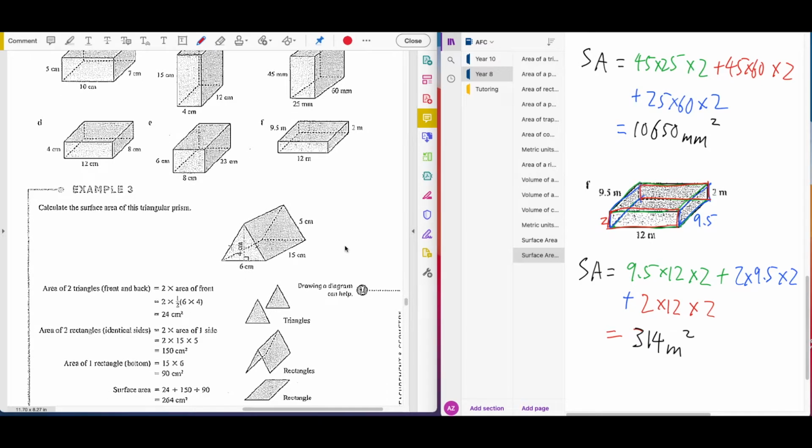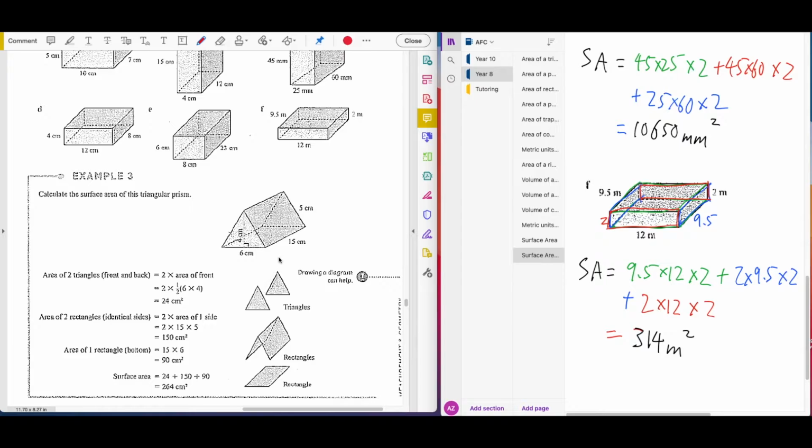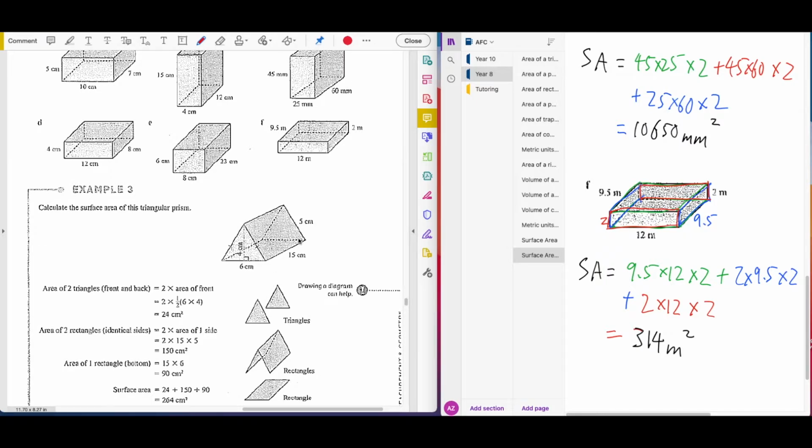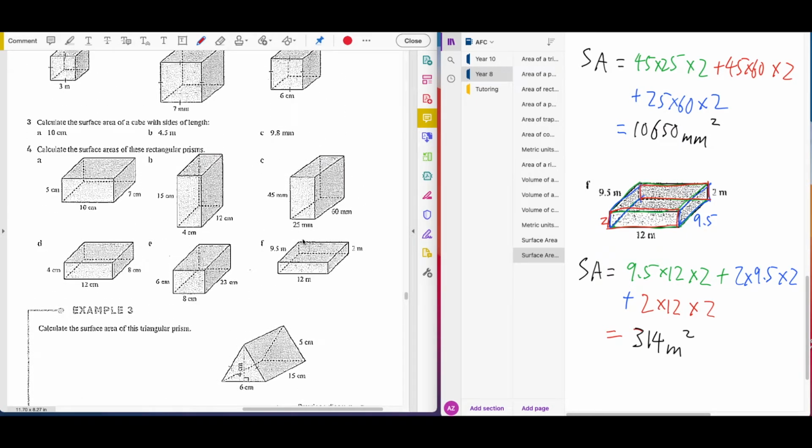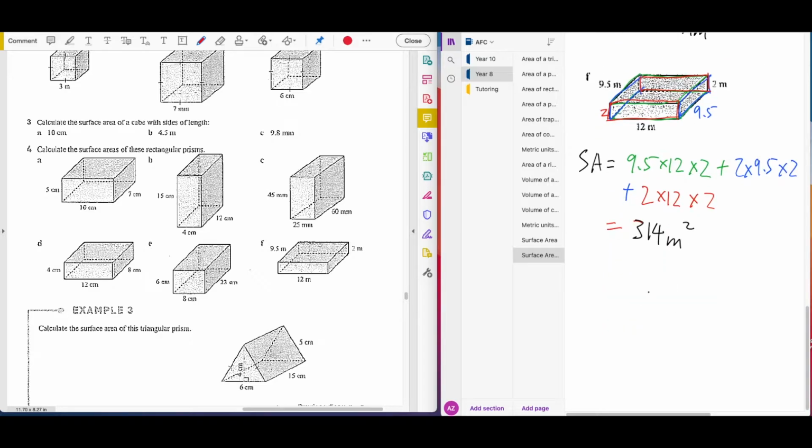Okay, so let's go through another example. Now in this example, they'll explain to you how to find the area of a triangular prism. I'm not going to go through the answers, I'm just going to do it using my own method, and I think you should use the same method. So let's just do it. You can do this question the same way I did the rectangular prism. So let's get started.